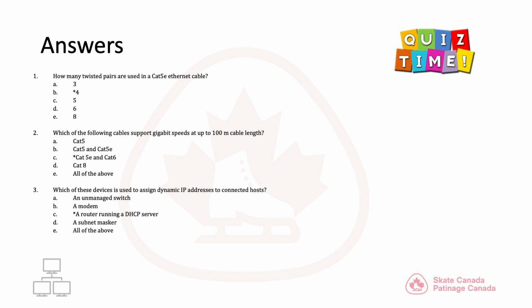Question number 3, which of these devices is used to assign dynamic IP addresses to connected hosts? Correct answer is again C, a router running a DHCP server. Hopefully you got 3 out of 3 and you're ready to move on. If not, I recommend re-watching the relevant part of the video for the answer that you got wrong before continuing.